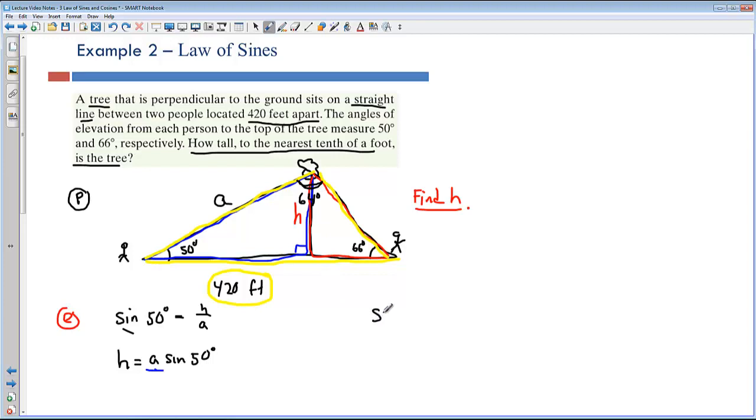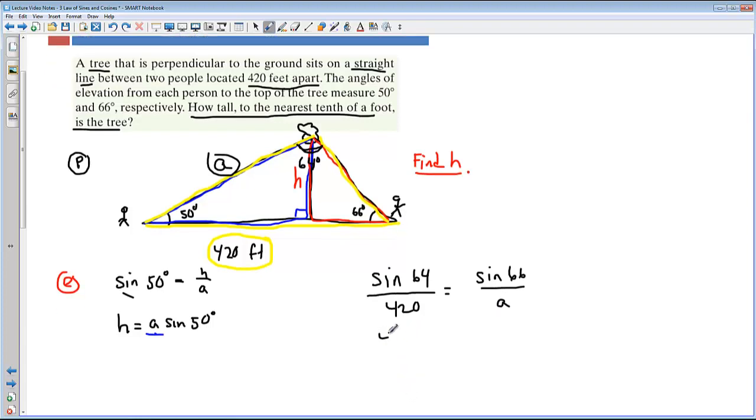I can take the sine of 64 degrees, you don't need to write the degree marker, and divide it by 420, because it's its opposite side, and that'll be equal to, now I'm looking for a, remember, so I'm going to use this angle and then of course a, the sine of 66 degrees divided by little a. We can solve this now for little a. We basically just flip both sides, so you get 420 divided by sine of 64 is equal to a divided by sine of 66.